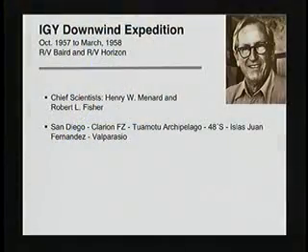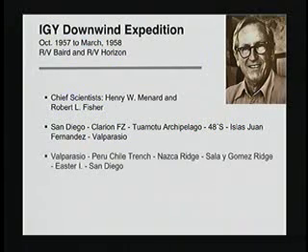Then they went down to the Tuamotus. They got to 48 South. Then they headed back towards South America. That's the first part of the expedition, and I think they spent Christmas here in Valparaiso. Then from Valparaiso, they went back up the Peru-Chile Trench, explored the Nazca Ridge, the Salas y Gómez Ridge, Easter Island, and then back to San Diego.